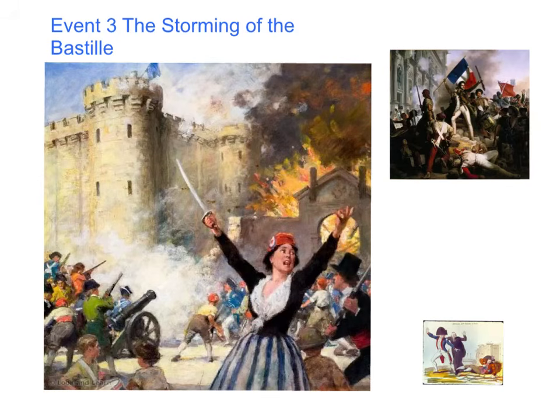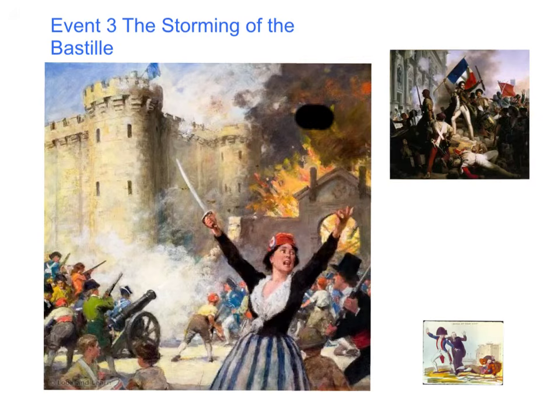And it's basically a symbolic falling of the king, because the Bastille is a hated symbol of the king. This is a huge event, and it's basically the first event of the revolution.